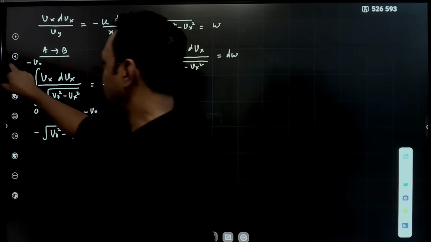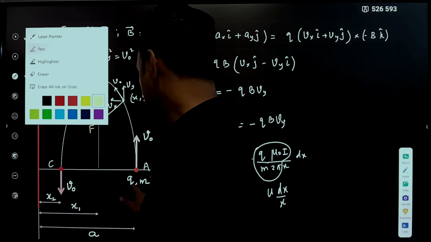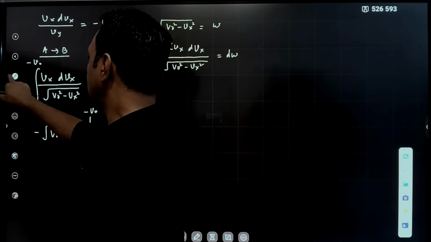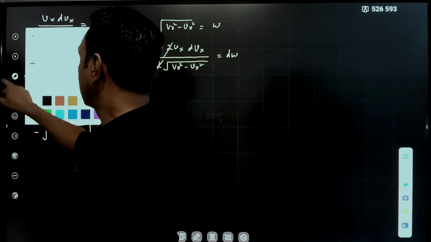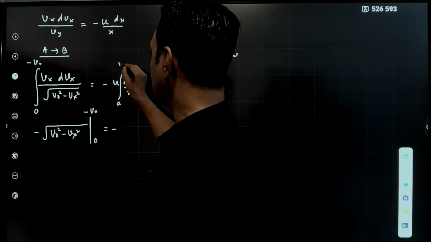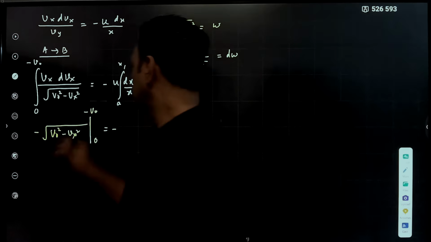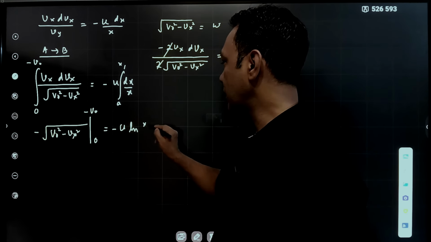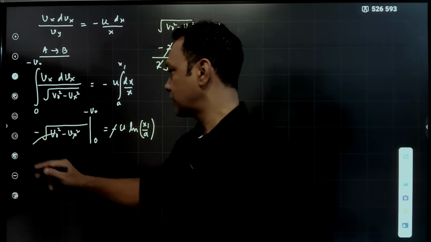Here the limit I have put a bit wrong. Let me correct that. The x goes from A to x1. So let me correct the limit. The limit of x is from A to x1. This integral would become, what will it become? U ln x1 by A. Let's cancel this minus sign.